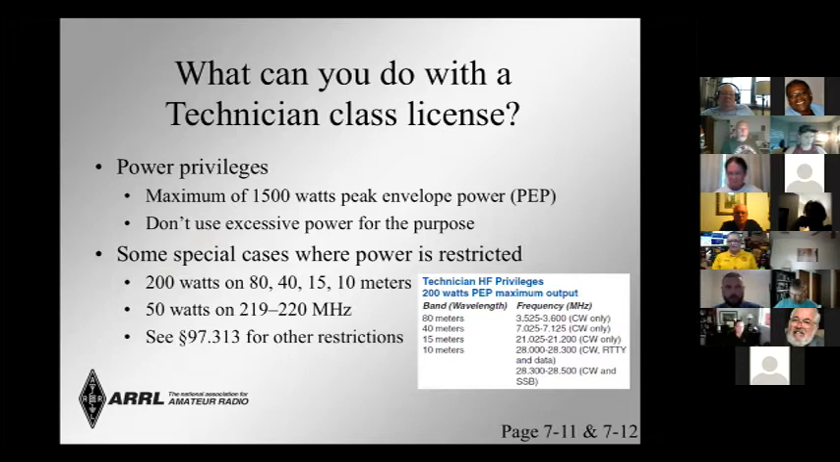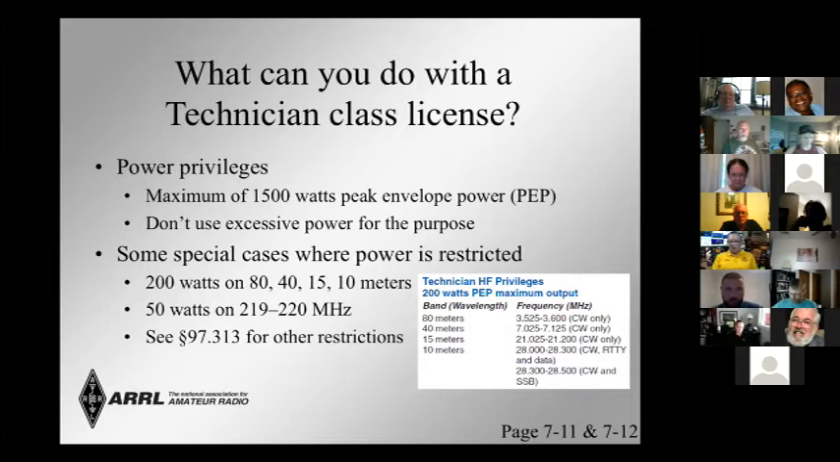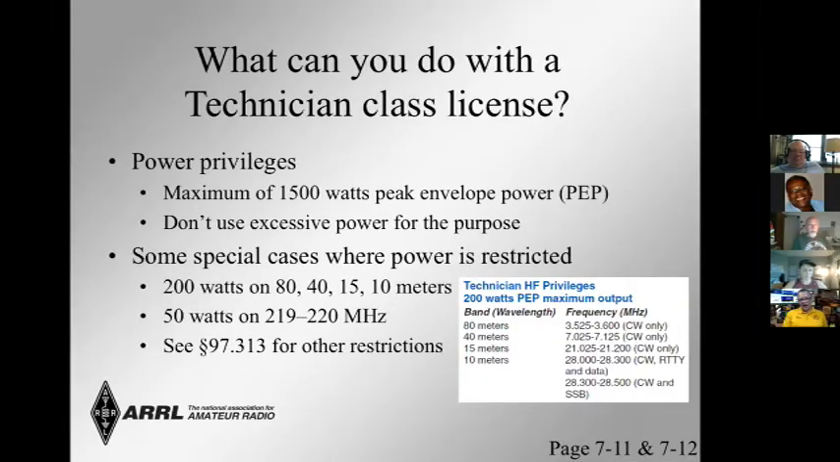Don't use excessive power for the purpose. You just want to make sure that you're not using any more power than what's absolutely necessary to operate your radio. There are some cases where the power is restricted. Again, if you look at that little chart, and it's also in the book, it'll tell you that if you have an HF rig, there are certain privileges that you are not allowed to get on. For example, it says 200 watts on 80, 40, 15, and 10 meters. Later on, I will show you a band plan so you can see that a little bit better.